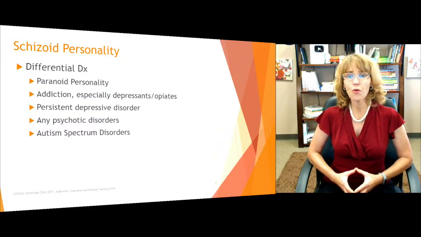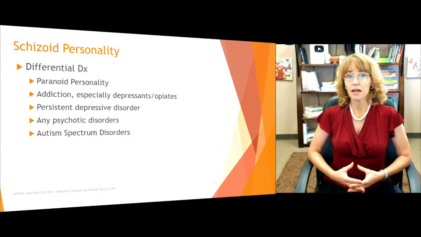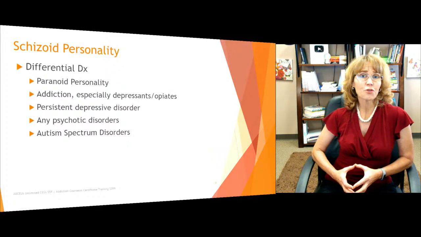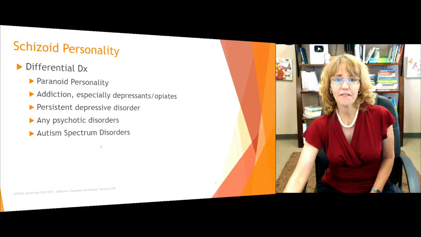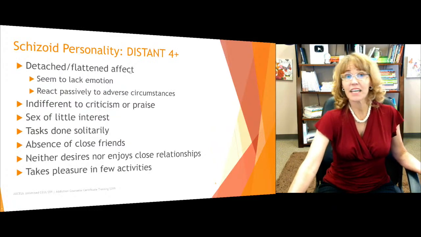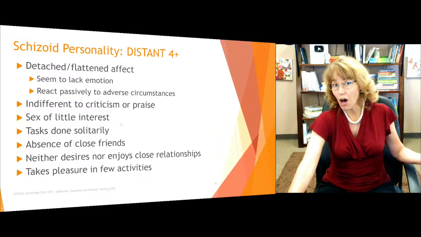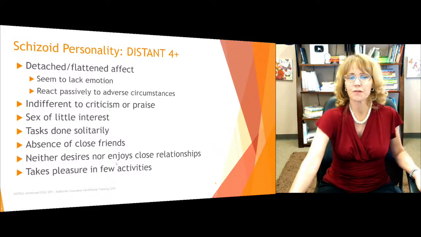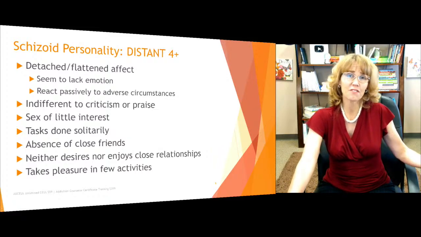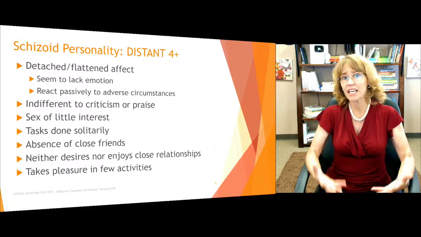Persistent depressive disorder, if somebody has ongoing depression, what we used to call dysthymia, we do want to recognize, are these behaviors, and we'll go back here, detached, flattened affect. You're going to see that in depressive disorders. Sex of little interest, often see that in depressive disorders. Absence of close friends, you may see that in people who have depressive disorders because they don't have the energy. They're exhausted. They don't have the energy to engage.